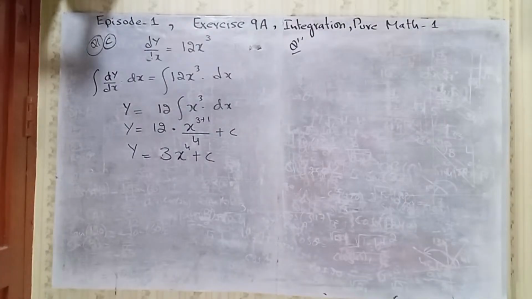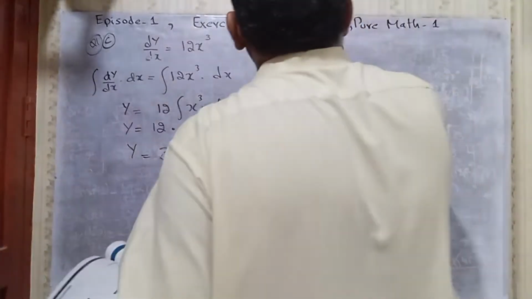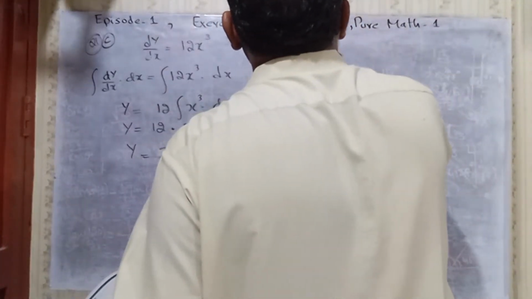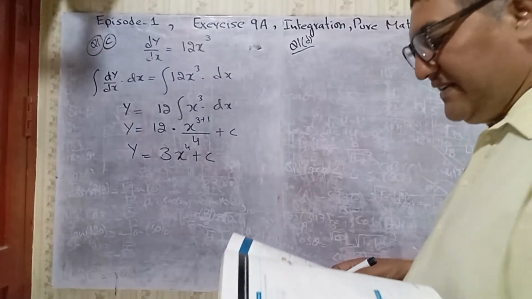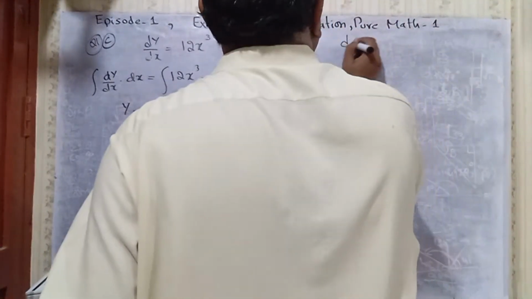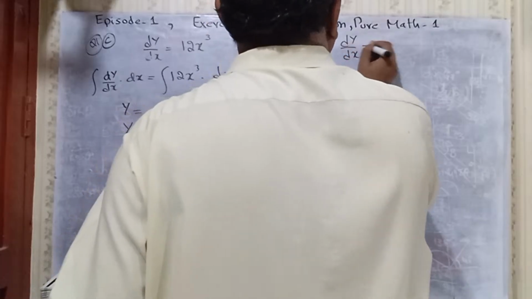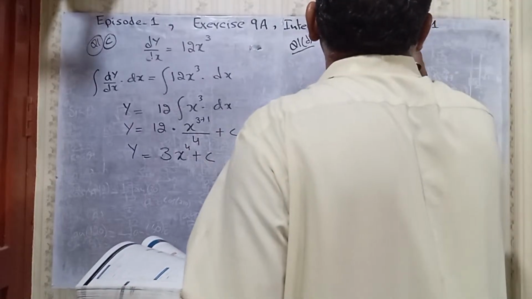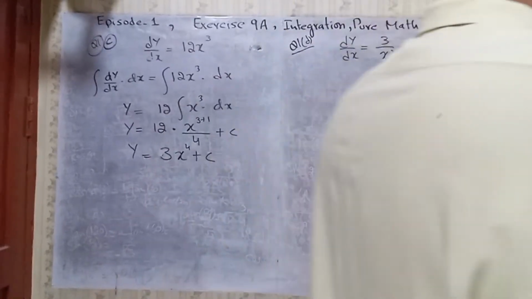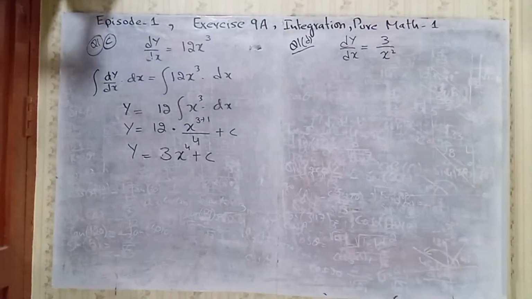So question number 1 and it's D part we will do now. It says dy by the dx is equals to, we have 3 divided by the x square.